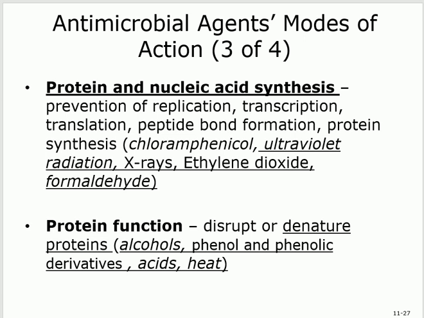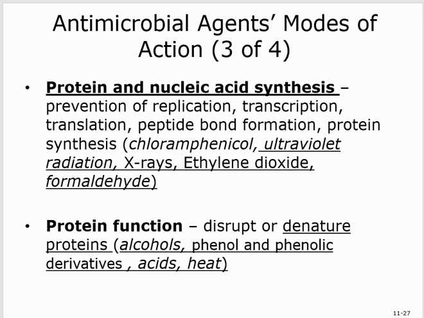Did we mention alcohol before? It works on the wall, but it works on protein as well. Okay? So when I say alcohol, we say wall and protein, denatures. When I say phenol, phenolic derivatives, you say membrane and protein. Denature means change the nature. Acid and heat do the same thing.